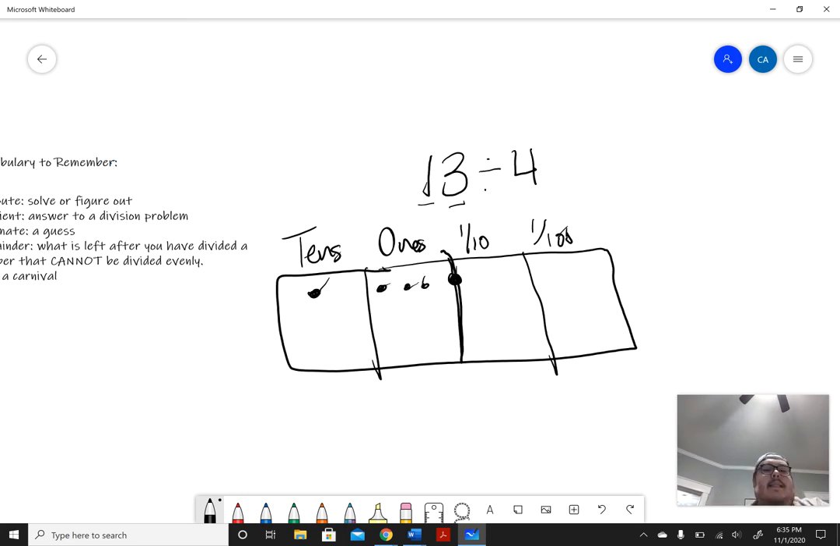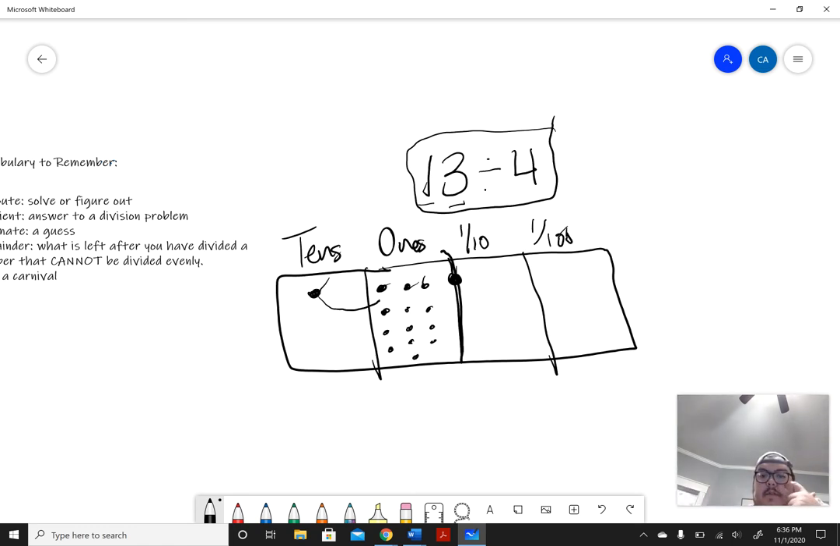Okay, and when I see this, this expression is telling me that I have 13 and I want to put them into groups of 4. So I'm going to start with my largest number. I don't have 4 of these that I can use. So what do I do? I break it apart, move it over. 1 ten is the same thing as 10 ones. So I'm going to make 10 ones here. 1, 2, 3, 4, 5, 6, 7, 8, 9, 10.